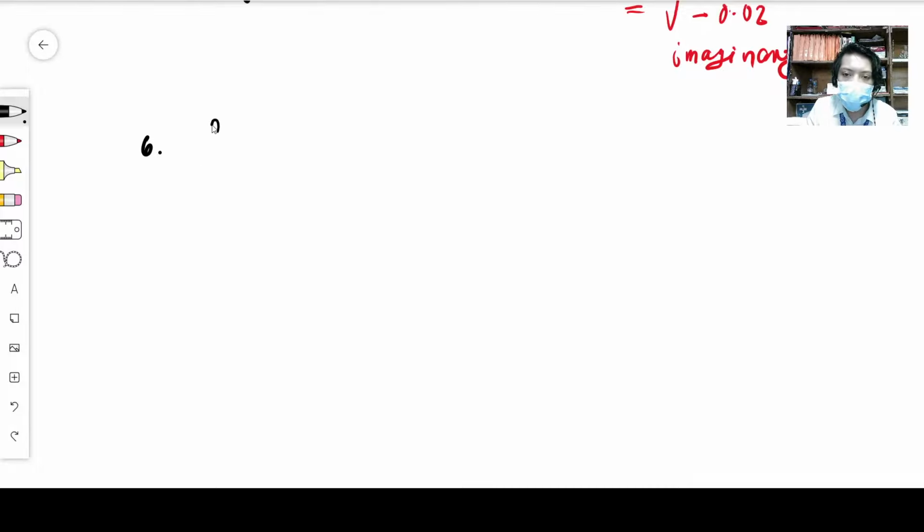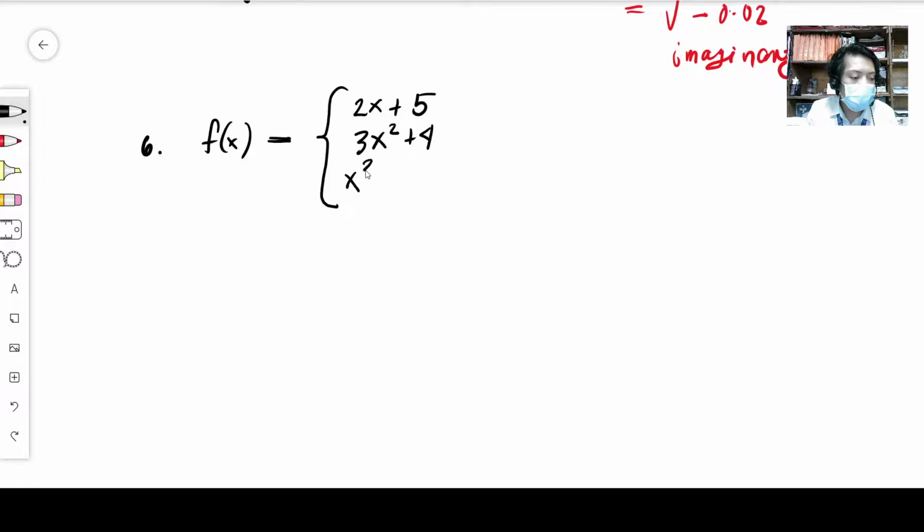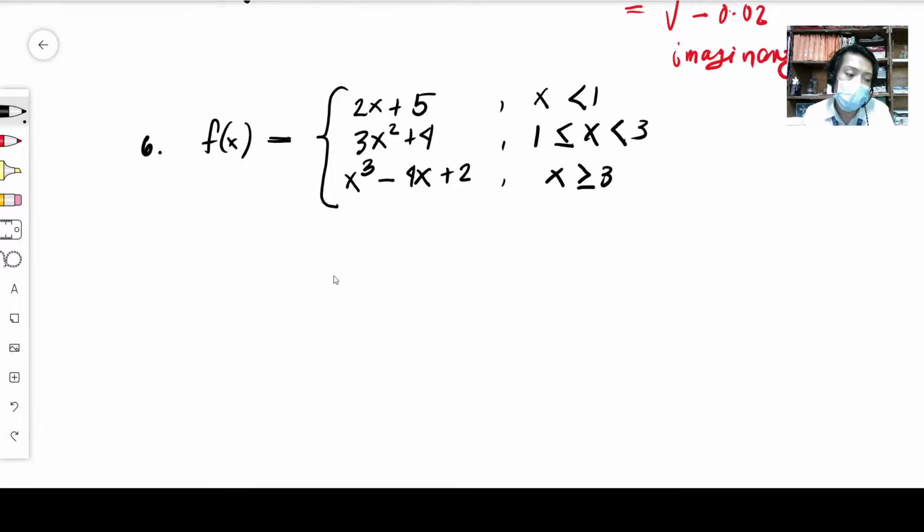We have here a function f of x equal to 2x plus 5 when x is less than 1; 3x squared plus 4 when x is greater than 1 but less than 3; and x cubed minus 4x plus 2 when x is greater than or equal to 3. This is called a piecewise function.